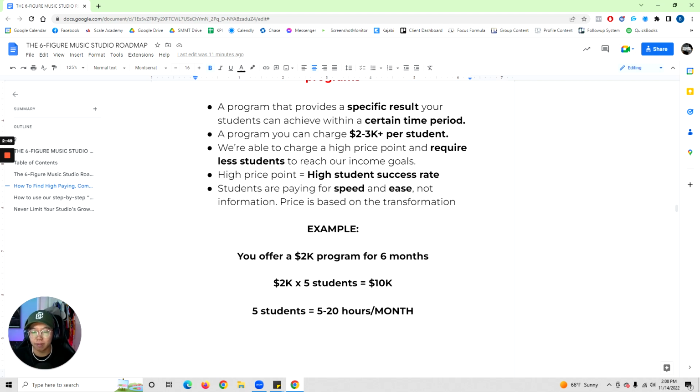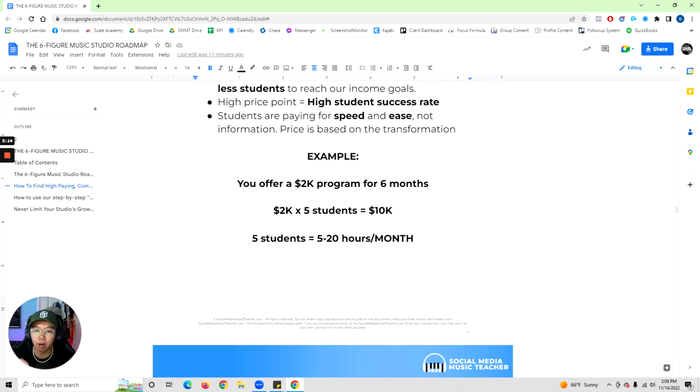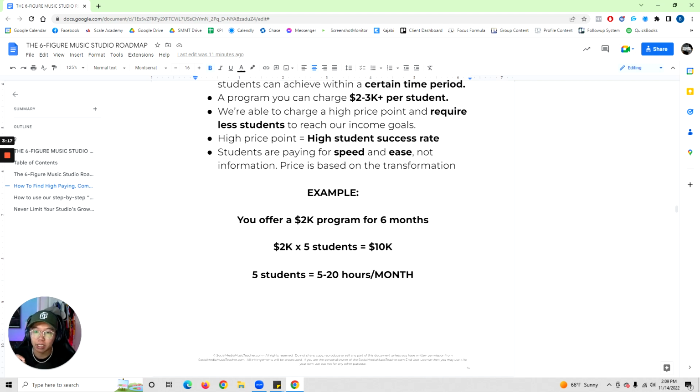And those 5 students can probably range from 5 hours a month all the way to maybe 20 hours a month. But see how the amount of time that you're working is so much less than if you had to get 40, 50, 60 students in order to reach that goal. So a big part of that is raising your prices, but also the strategic pricing that we will want to implement too.